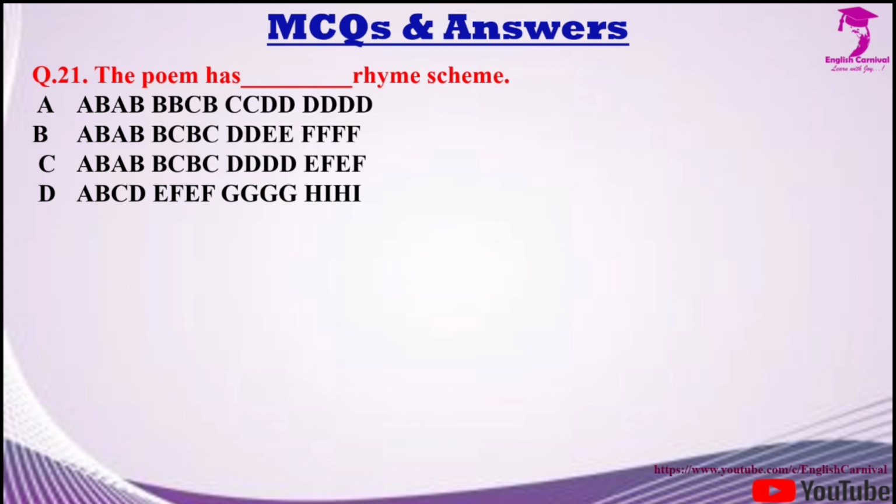Question number 21, the poem has dash rhyme scheme. Options are A. AABA, BBCB, CCDD, DDDD, B. AABA, BCBC, DDEE, FF, C. AABA, BCBC, DDDD, EF, and D. ABCD, EF, GG, HI. The correct answer is A, that is AABA, BBCB, CDCD, DDDD.